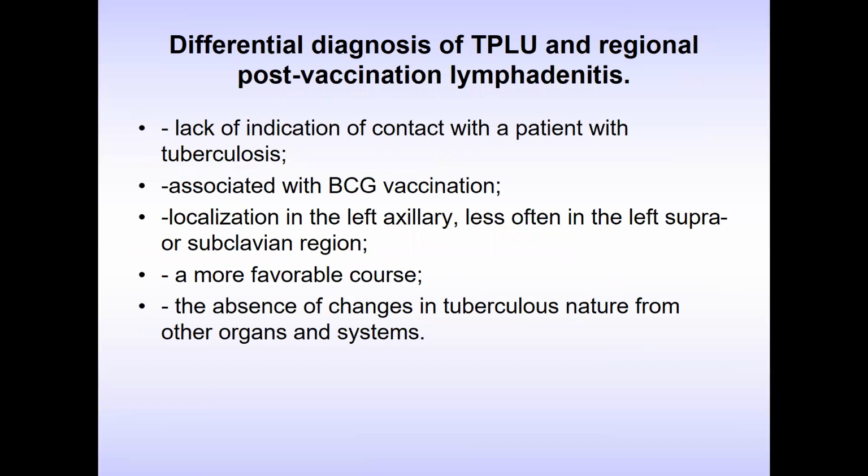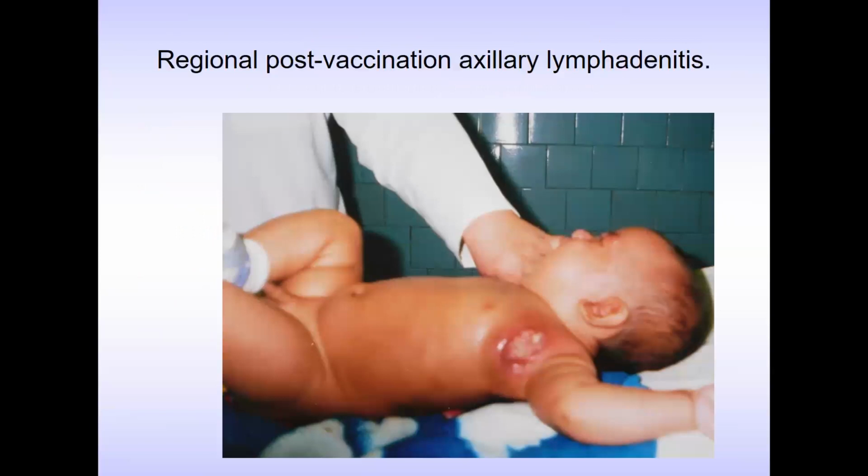Differential diagnosis of tuberculosis of peripheral lymph nodes and regional post-vaccination lymphadenitis. Associated with BCG vaccination, localization in the left axillary region, lack of indication of contact with a patient with tuberculosis, the absence of changes of tuberculous nature in other organs and systems. Post-vaccination axillary lymphadenitis.